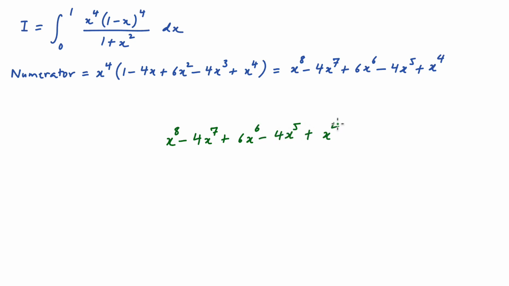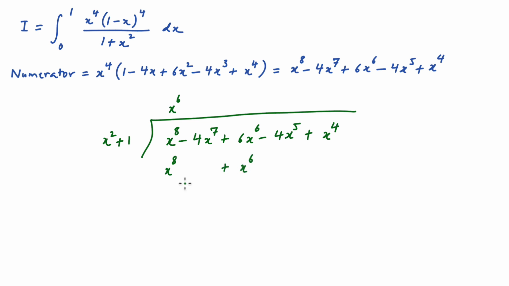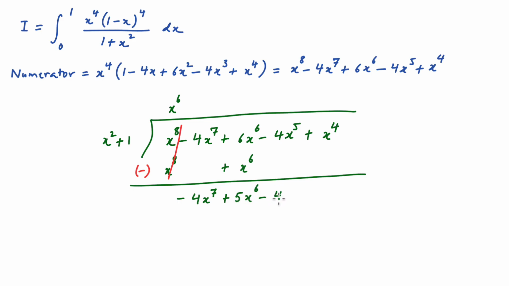And this is to be divided by the denominator of the integrand, which is x square plus 1. So we start by multiplying the denominator x square plus 1 with x raised to the power 6, and we get x raised to the power 8 plus x raised to the power 6. Subtract the two rows, x raised to the power 8 cancels, and we are left with minus 4 times x raised to the power 7 plus 5 times x raised to the power 6 minus 4 times x raised to the power 5 plus x raised to the power 4.